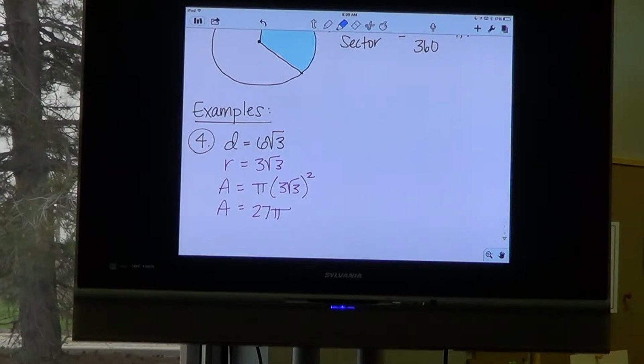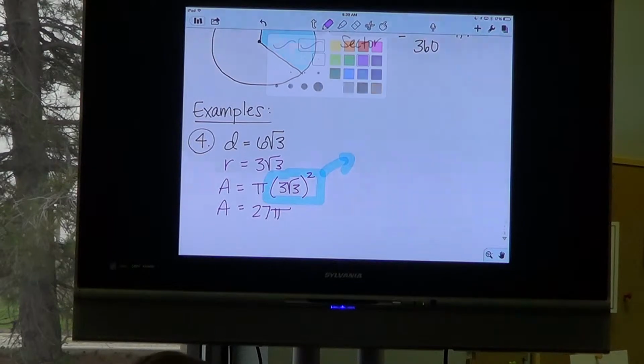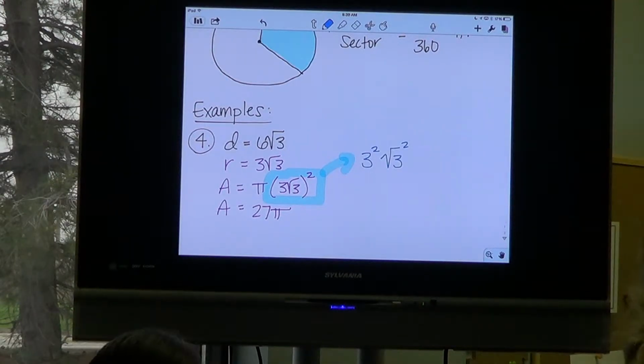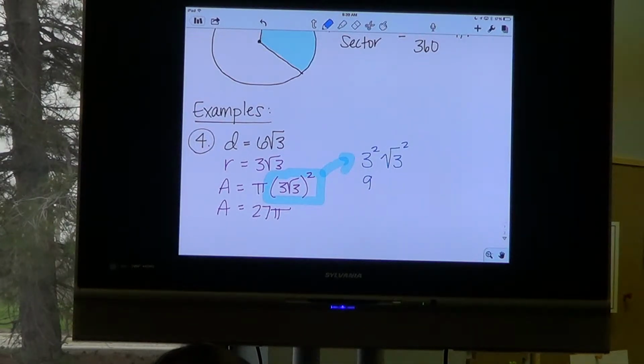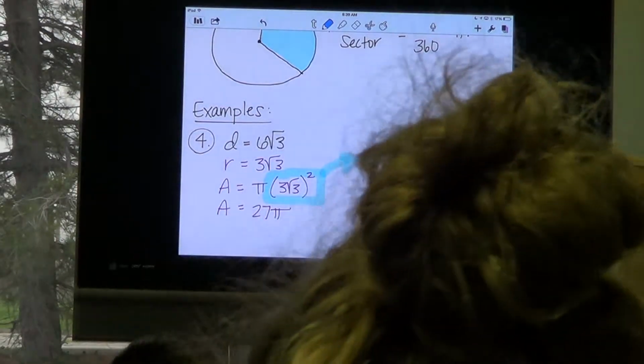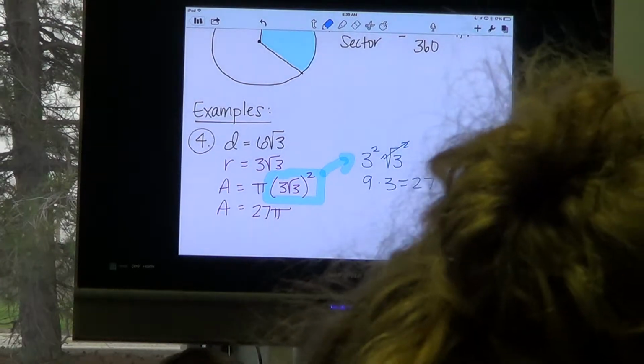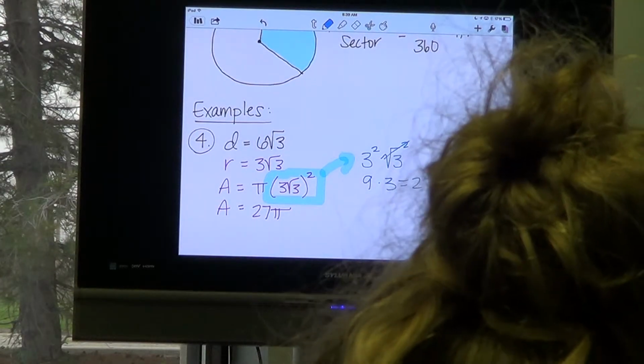Now for those of you who need a little extra help with the square roots, I know that there's a couple of you. That would mean 3 squared and the square root of 3 squared. 3 squared would give you 9. The square root of 3 squared, the square root and the squaring would undo each other, so that would just give you 3. So we'd have 9 times 3, and that's how we would get the 27. Okay?